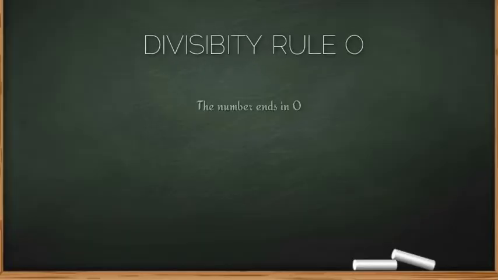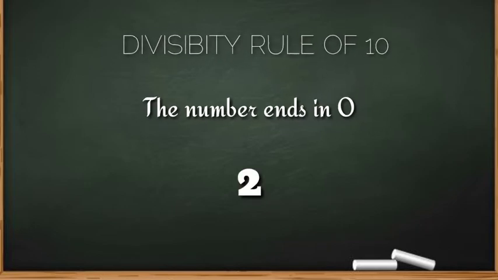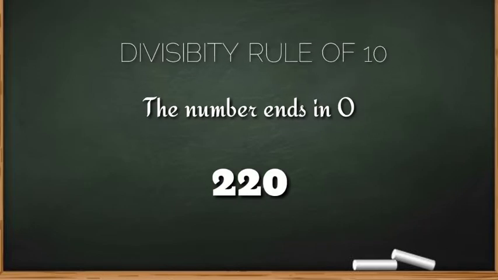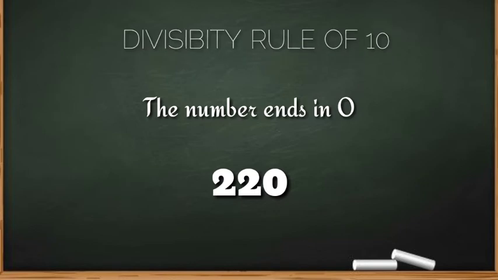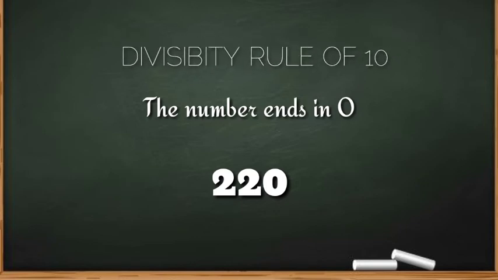Divisibility rule of 10: the number ends in 0. For example, 220. It ends in 0, so 220 is divisible by 10.